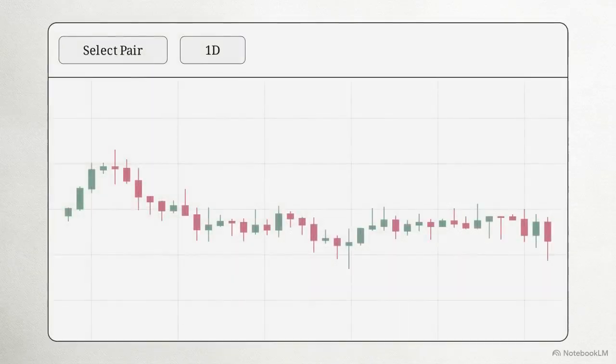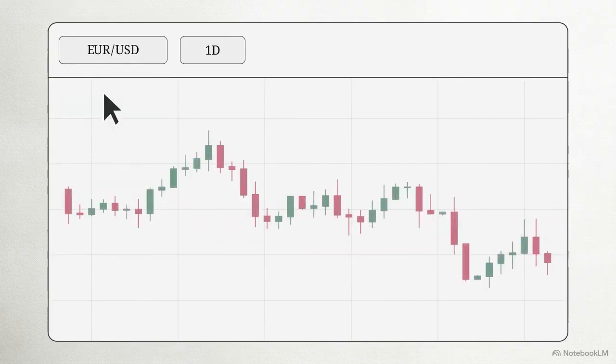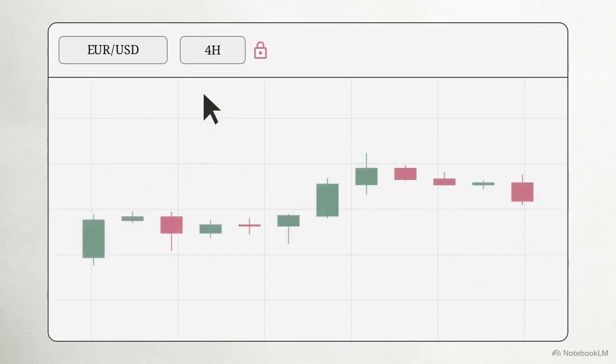Step 1 is setting up your environment. Open your charting platform and pull up a major currency pair. For this walkthrough, let's use the euro against the US dollar. Next, lock your chart timeframe strictly to the 4-hour mark.